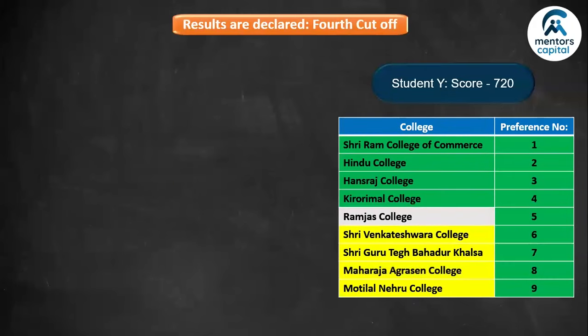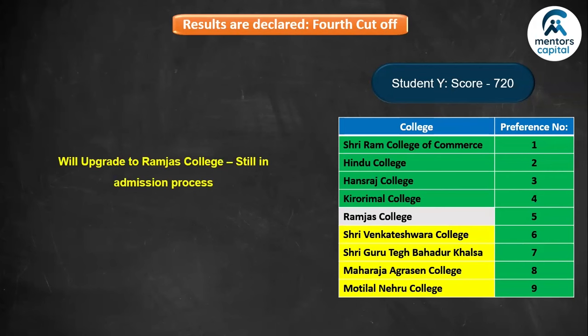Now, the fourth cutoff, this happens. He was in Venkateswara College, and now after the cutoff, he is able to clear Ramjas College, which was better in his preference sheet as compared to Sri Venkateswara College. So what will happen? He'll upgrade the admission to Ramjas College. He's still in the admission process.